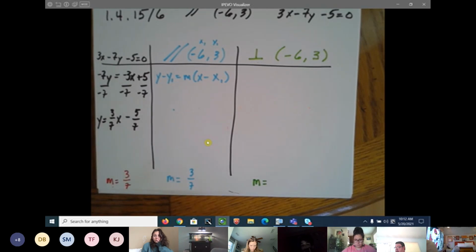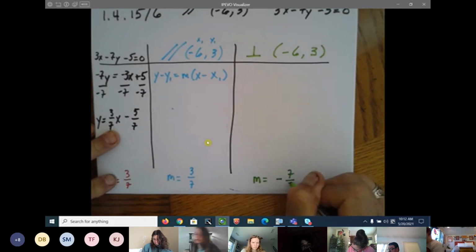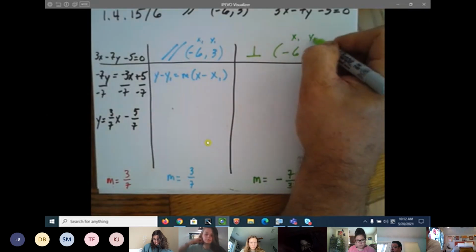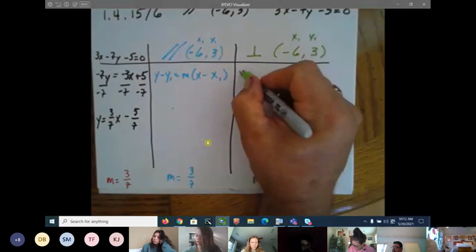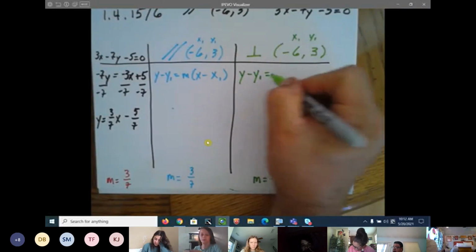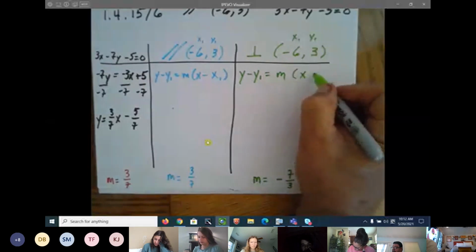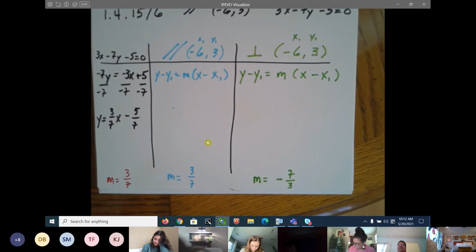Yeah, the slopes of perpendicular ones are opposite. They're the opposite reciprocal. Yes, the opposite sign and the reciprocal. Thank you. So that would be negative 7/3. Yep. And now you've got x sub 1, y sub 1. So you've got a point and a slope. You use the point slope equation. All right, I'm going to give everybody about a minute to do both of these, and get it down to y is equal.